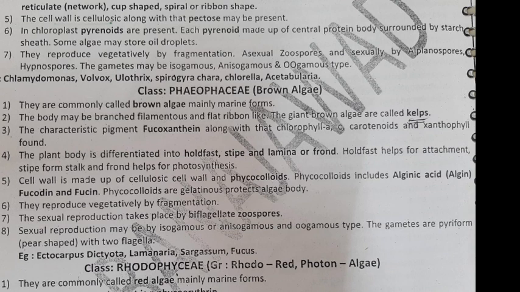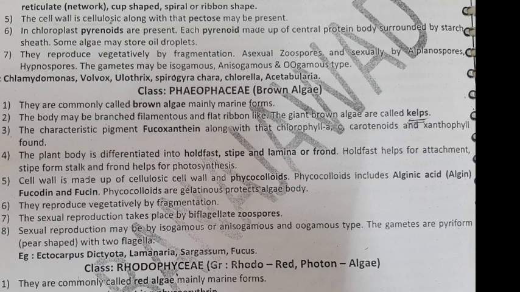I told that in algae vegetative reproduction is there, that is by fragmentation. Then another type of reproduction, asexual reproduction, takes place by biflagellate zoospores. Sorry, asexual, a small mistake here. The seventh point is asexual reproduction takes place by biflagellate zoospores. Zoospores are the spores which are formed as an asexual reproduction type.